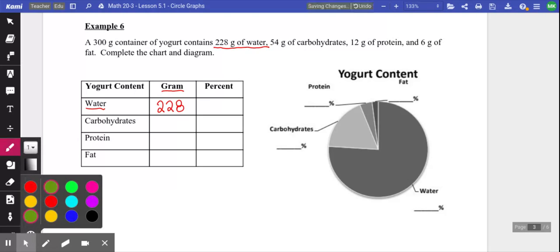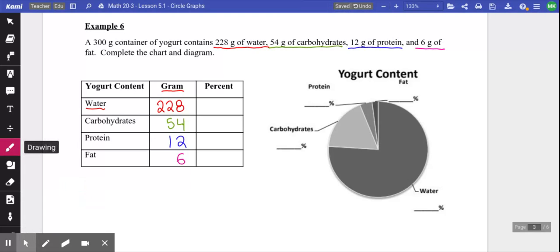It then told me there was 54 grams of carbs. So this would be 54. It then said 12 grams of protein. So this should be 12. And lastly was 6 grams of fat. This should be 6. And I like to just tag on my little total at the bottom. And it did tell me the total already. It's 300. It told me up here, but if you added it all up, it would equal 300 as well.